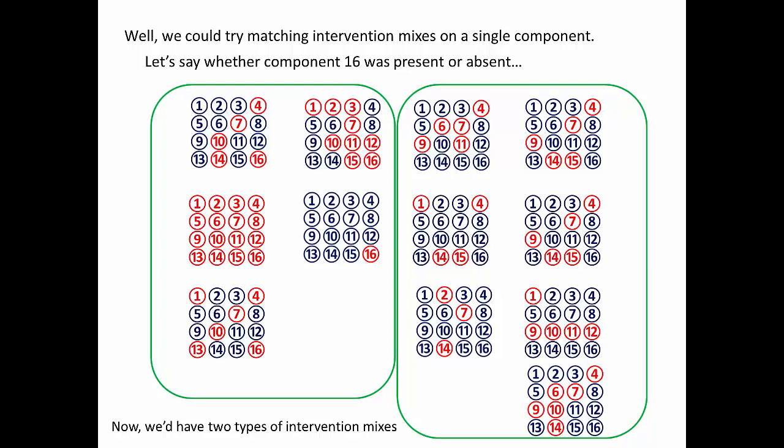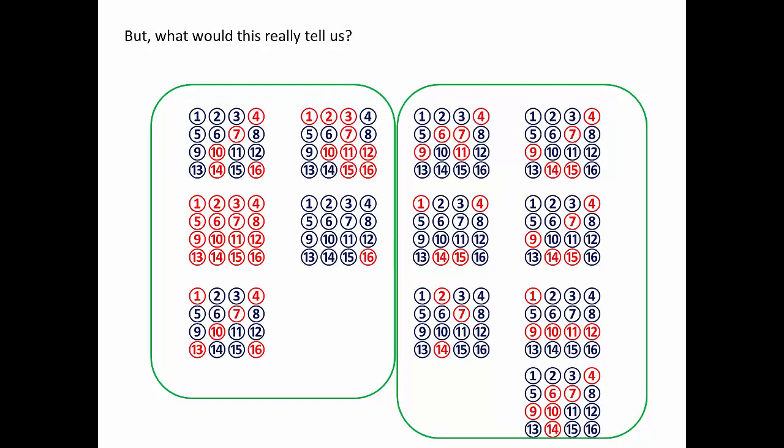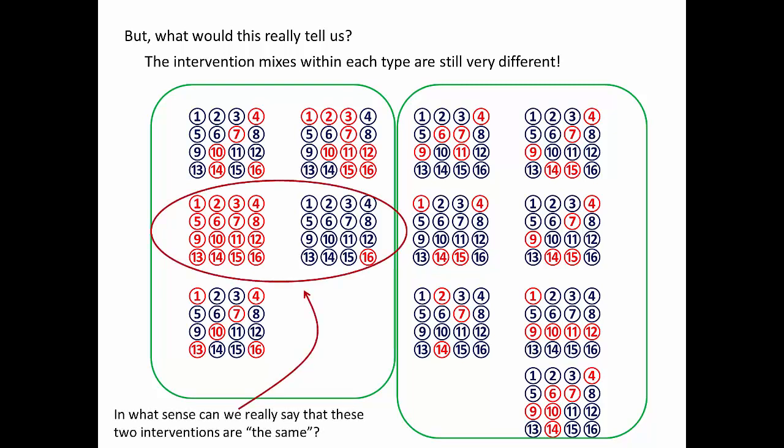They're all consistent in terms of the ones on the left. All the different arms on the left are missing component 16, that could be our aerobics component, and all the ones on the right include those. But what would this really tell us? I mean, the intervention mixes within each of those types, each green box, are still pretty different. And just look at the box on the left. In what sense could we say that the two interventions in the red circle are really the same? In fact, they're completely different except for that one component we were focusing on.